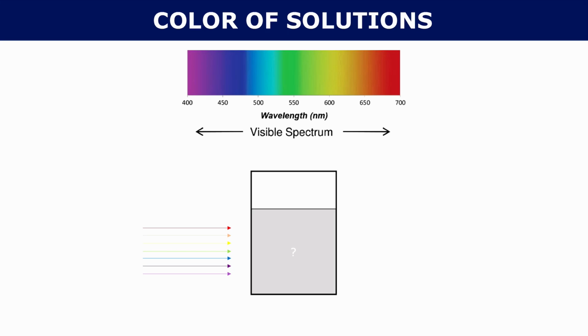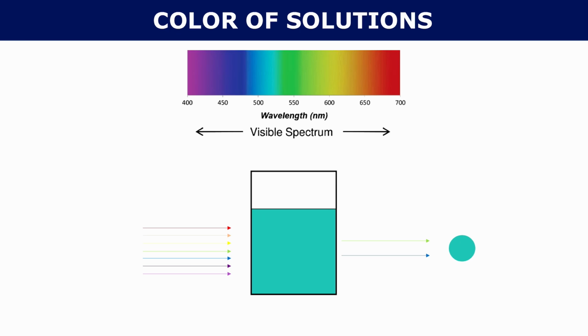So let's say I shine this white light through this solution and only green and blue come back. What that means is that the solution absorbed the red light, the orange light, the yellow light, the violet light, and the indigo light. So what's the color of the solution? Well, if green light and blue light are the only ones that are allowed to pass, you're going to have a mix of green and blue. So you're going to see a cyan colored solution.